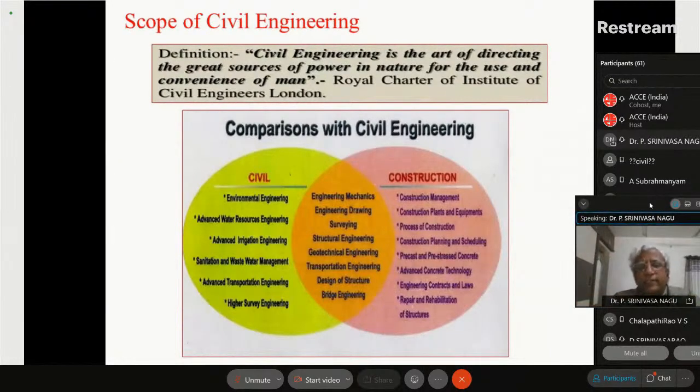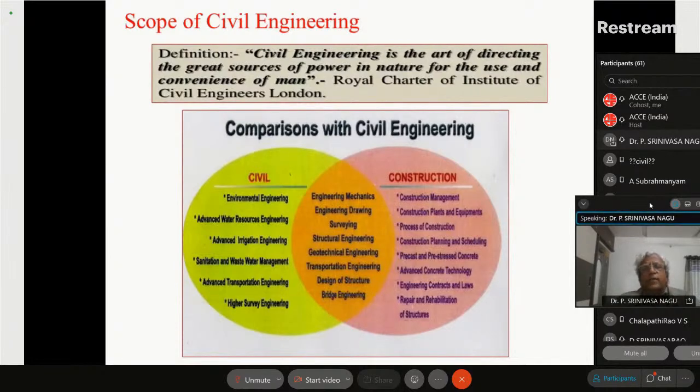An engineer creates facilities. He makes use of the sciences, and applies physics and mathematics for problem solving. But a civil engineer has to deal with nature's power, because his structures will have to stand against all the deteriorating effects of nature and provide shelter, communication, and all sorts of required facilities for the users, for humanity. Any infrastructure development involves civil engineering.